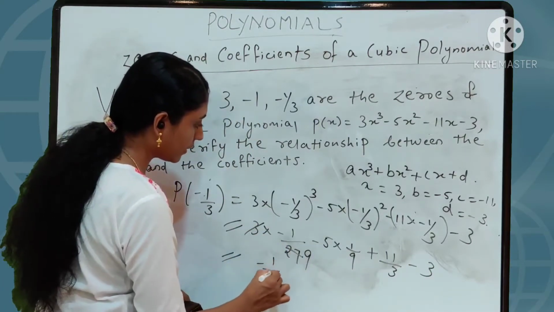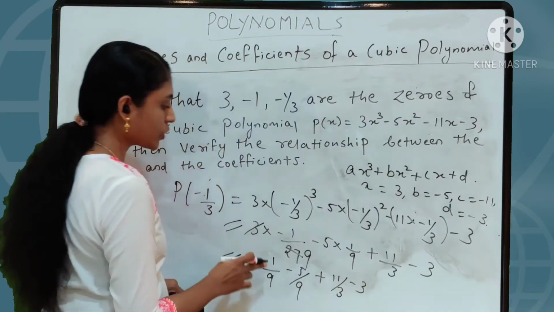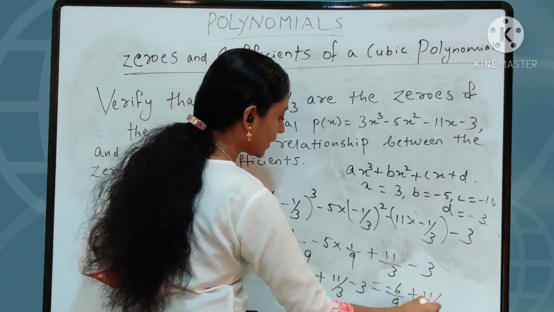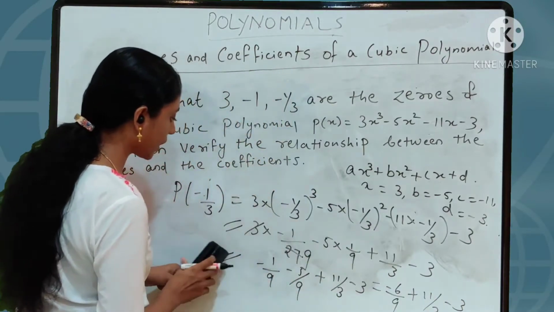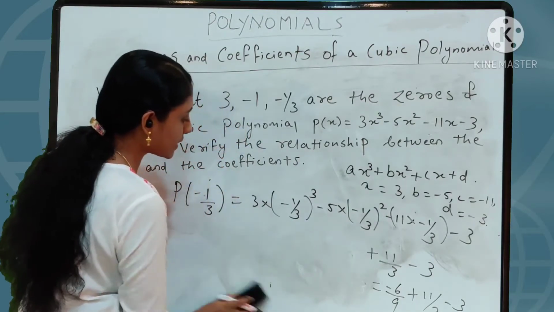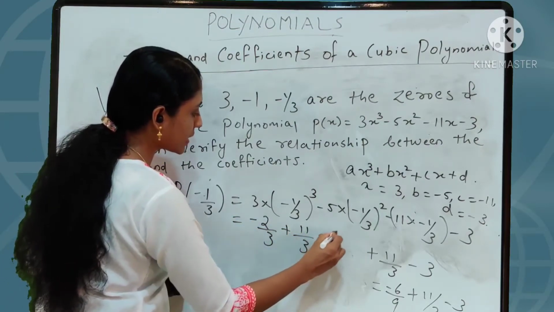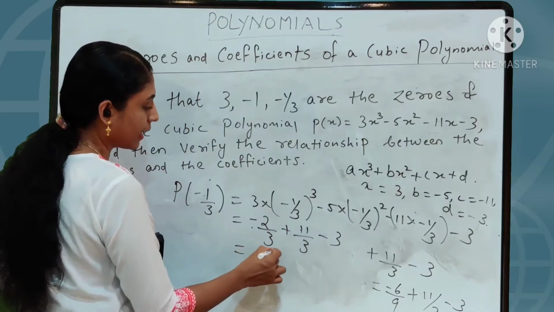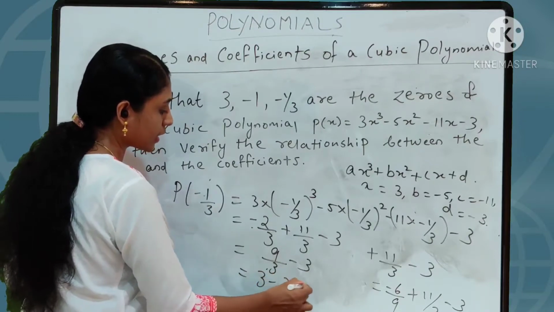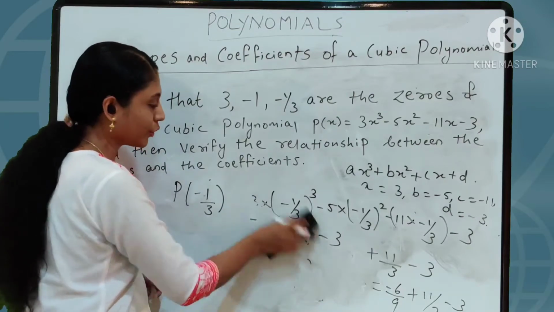So minus 1 by 9 minus 5 by 9 plus 11 by 3 minus 3. So minus 1 minus 5 is minus 6. Minus 6 by 9 plus 11 by 3 minus 3. And what is the value? Minus 6 by 9 can be cancelled, right? So minus 6 by 9 can be written as minus 2 by 3, plus 11 by 3 minus 3. Minus 2 plus 11 is 9. 9 by 3 minus 3. 9 by 3 is 3. 3 minus 3 is 0. That means these three values are the zeros of this given polynomial.